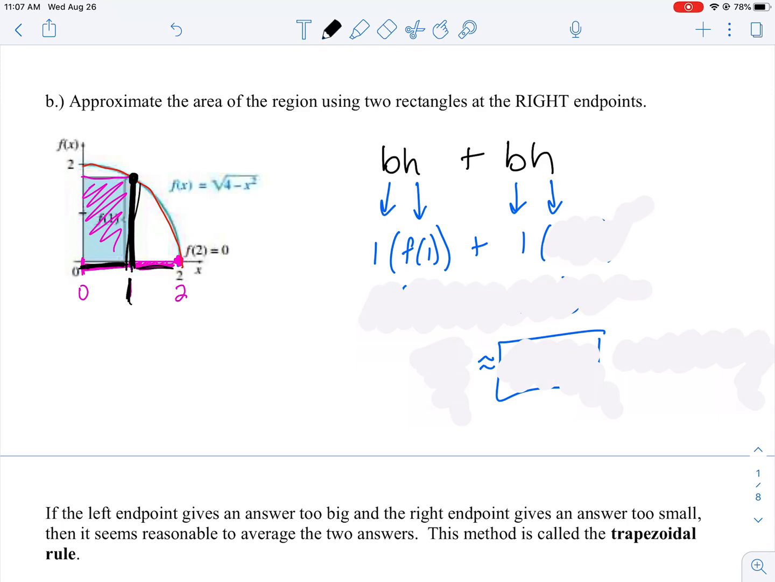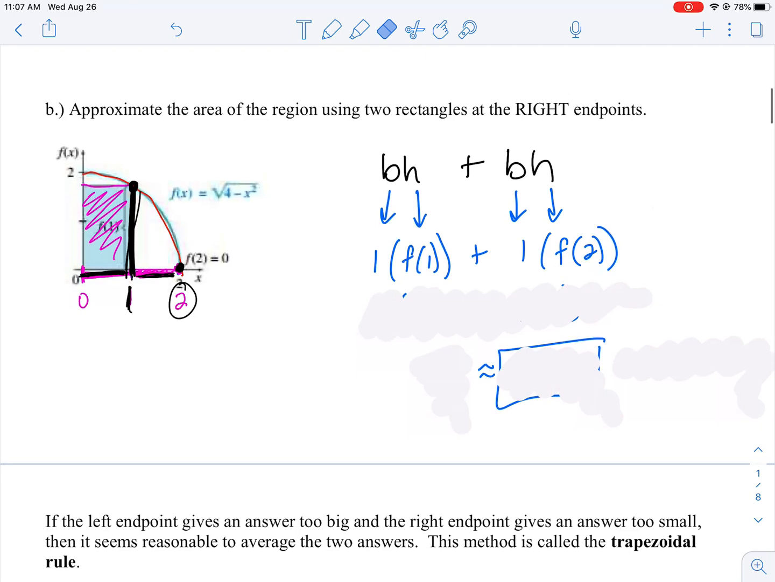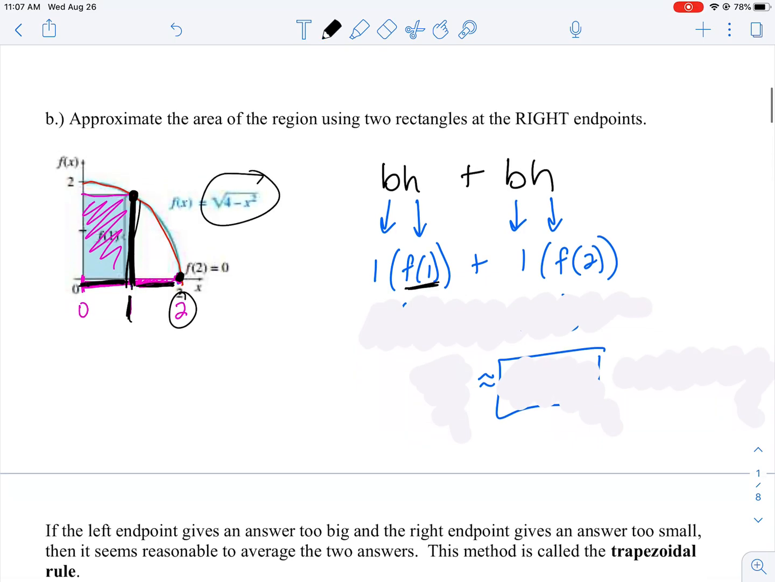Remember, if this was the base of my second rectangle and I was using right endpoints, I know that the height is going to correspond to when x is 2. So I'm going to plug in a 2 for x and figure out what my height is. Remember that f of 1 means that I'm going to take 1 and plug it back into my equation. f of 2 means I'm going to plug 2 into my equation. So pause the video and tell me what you get for the heights of both of those rectangles.